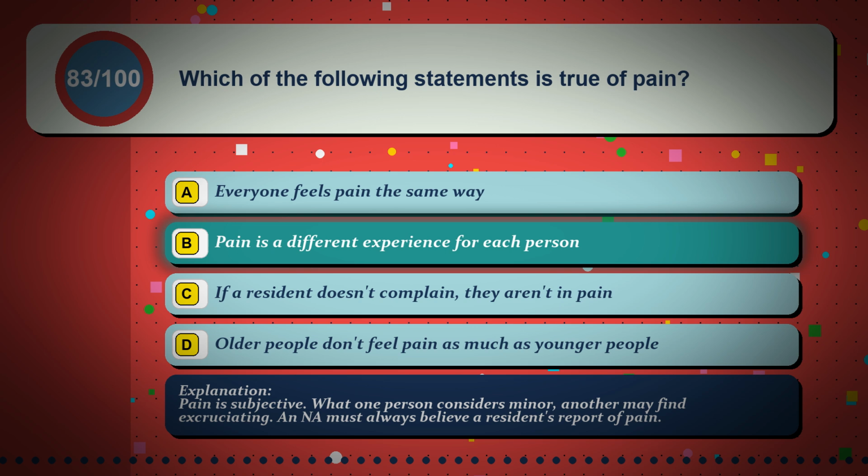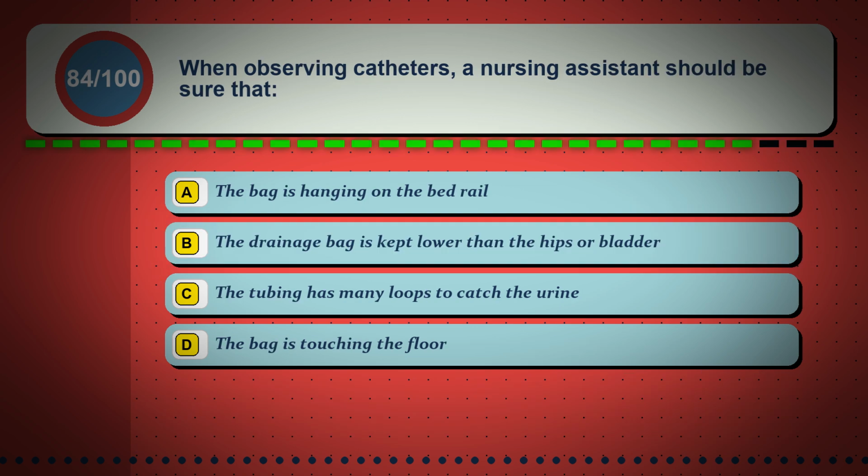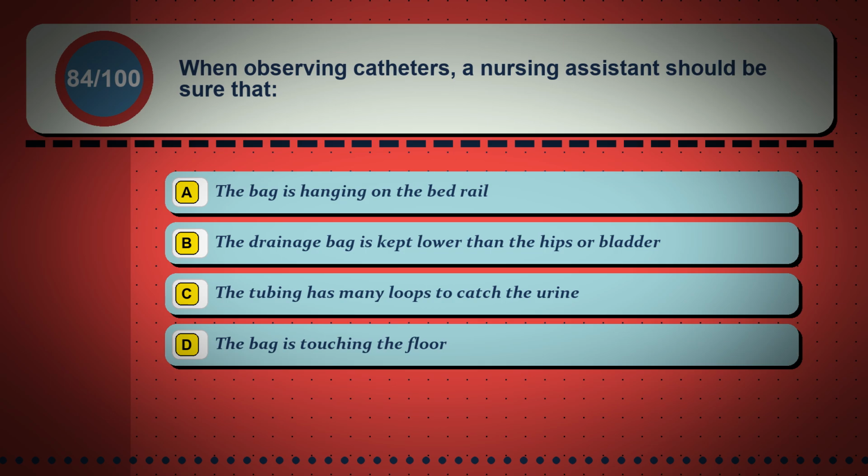Question 84. When observing catheters, a nursing assistant should be sure that option A. The bag is hanging on the bed rail. Option B. The drainage bag is kept lower than the hips or bladder. Option C. The tubing has many loops to catch the urine. Option D. The bag is touching the floor.